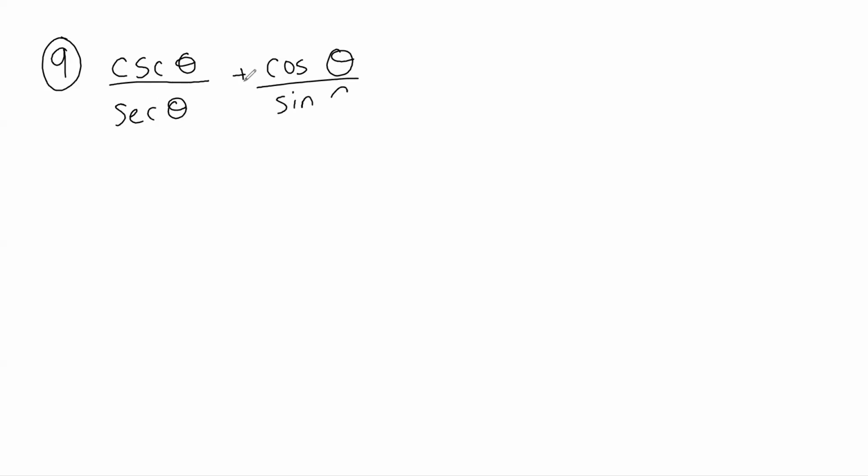All right, here is what 9 says. Cosecant of theta over secant theta plus cos of theta over sine theta. And we need this to equal 2 cotan theta. So the rule of thumb when you're doing a verify problem, again, we already have the answer. The rule of thumb is you're going to pick the more complicated side to mess with. And usually that'll be your right-hand side.